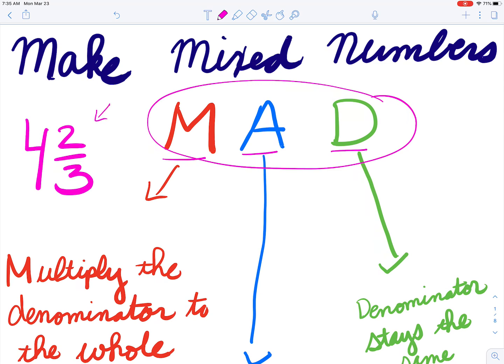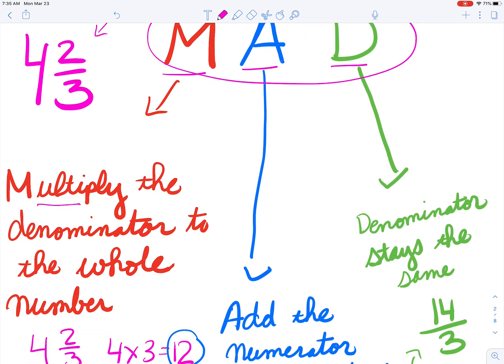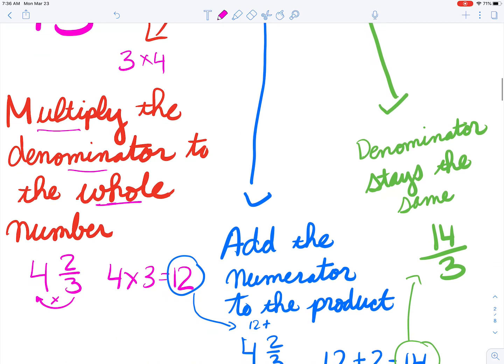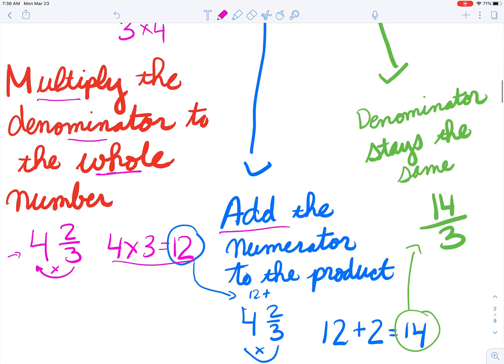The mixed number I have here is 4 2/3. So my first step, the M, is multiply the denominator to the whole number. The denominator in this fraction is 3, and the whole number in this fraction is 4. So we're going to multiply those two together. I'm just going to take the denominator, multiply it to the whole number, which you can see here, and I'll get 12. The A in this acronym is add.